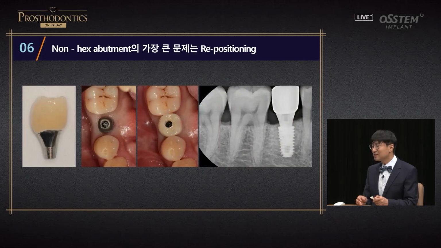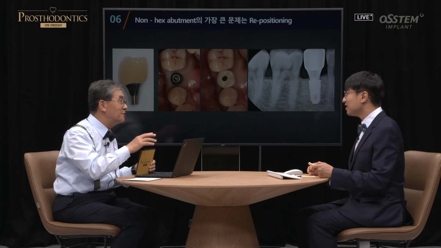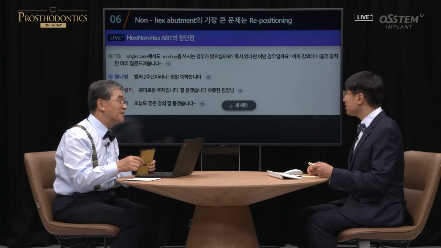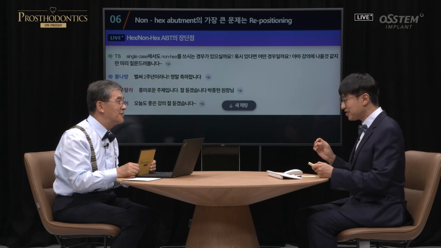If it's 1 or 2 years, it's okay. But if 5 or 10 years passes, it may be quite difficult. In that case, you need to take implant level impression again and do contact adding.